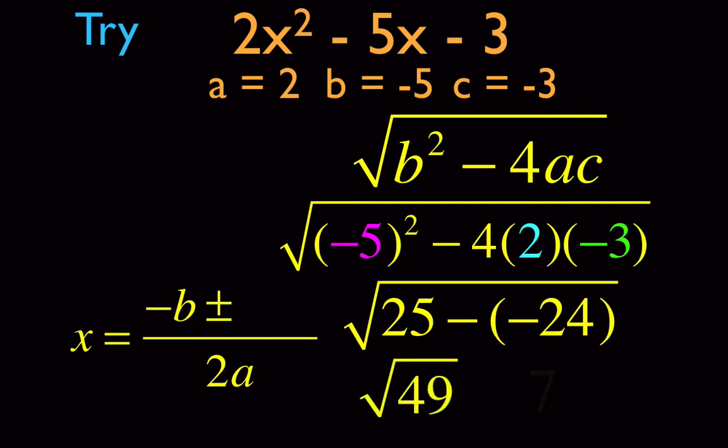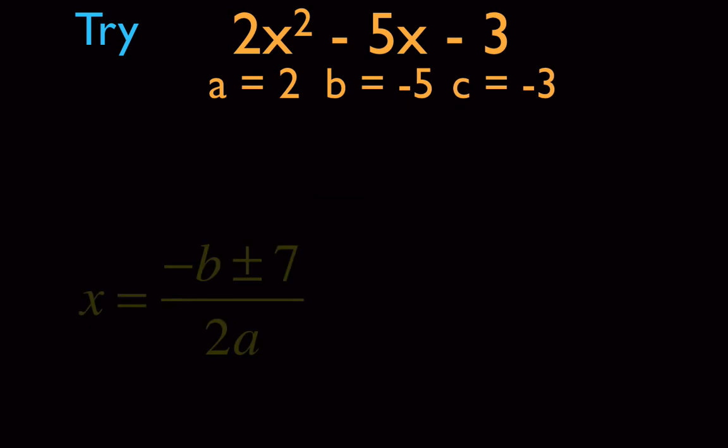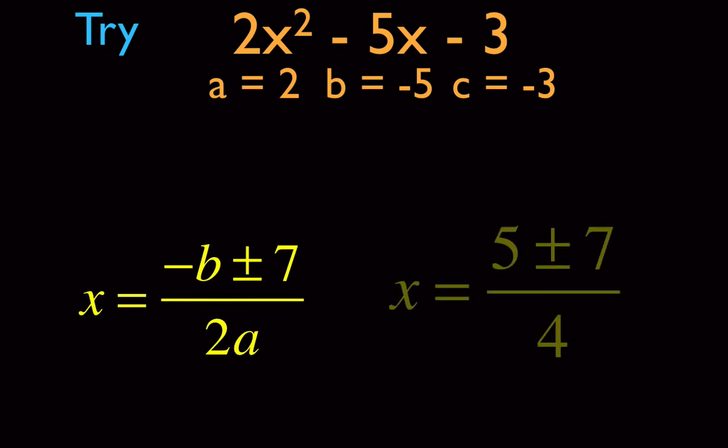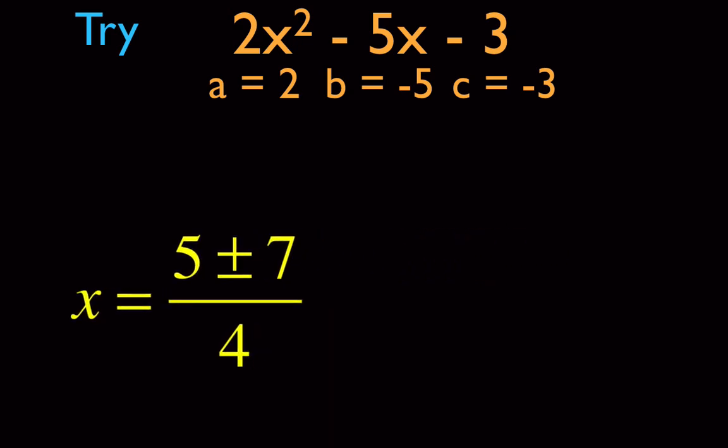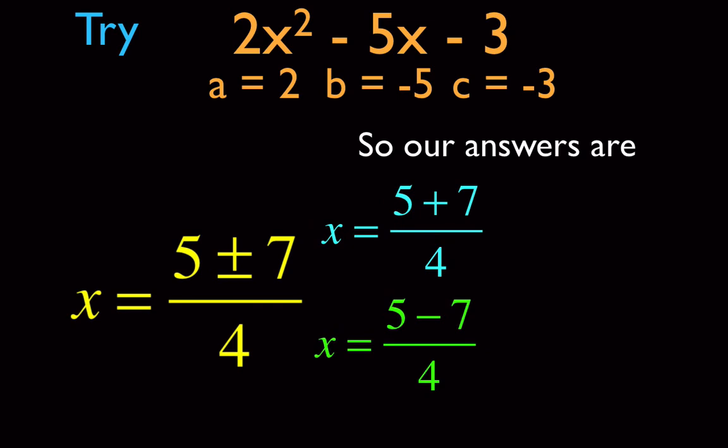Now you know the square root of 49 is 7, so we have to actually use that 7 in our problem. You can't just leave square root of 49. Now we have that. We're going to substitute in our opposite of negative 5 is positive 5, and 2 times 2 is 4. And we take the problem and we split it up. Splitting the problem up, we get 5 plus 7 over 4, and 5 minus 7.